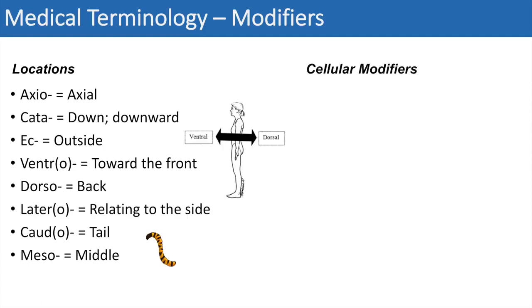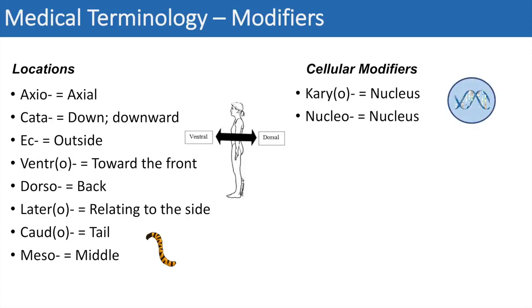So the next group of modifiers we're going to look at are cellular modifiers. The first one is karyo. This means nucleus, so you can think of karyotype. And another way to say nucleus is simply nucleo, so you can think of nucleophagy or the nucleopore. You can think of the nucleus in these cases. So karyo and nucleo both refer to the nucleus.